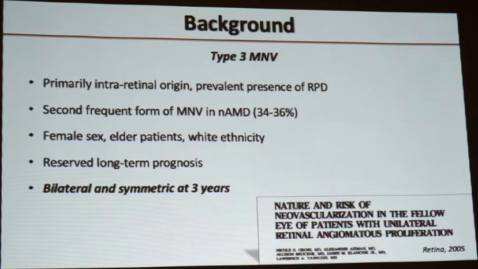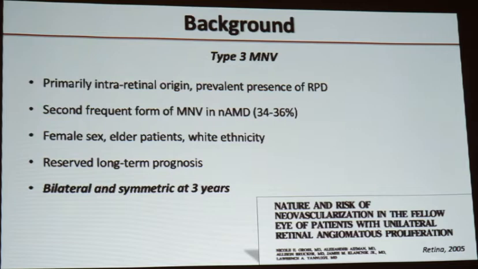In this paper, the group of Yannuzzi described that after a 3-year follow-up, the disease is bilateral. So if you have a unilateral type 3 macular neovascularization at the baseline, in 3 years, the patients develop a macular neovascularization, again a type 3 macular neovascularization, also in the fellow eye.